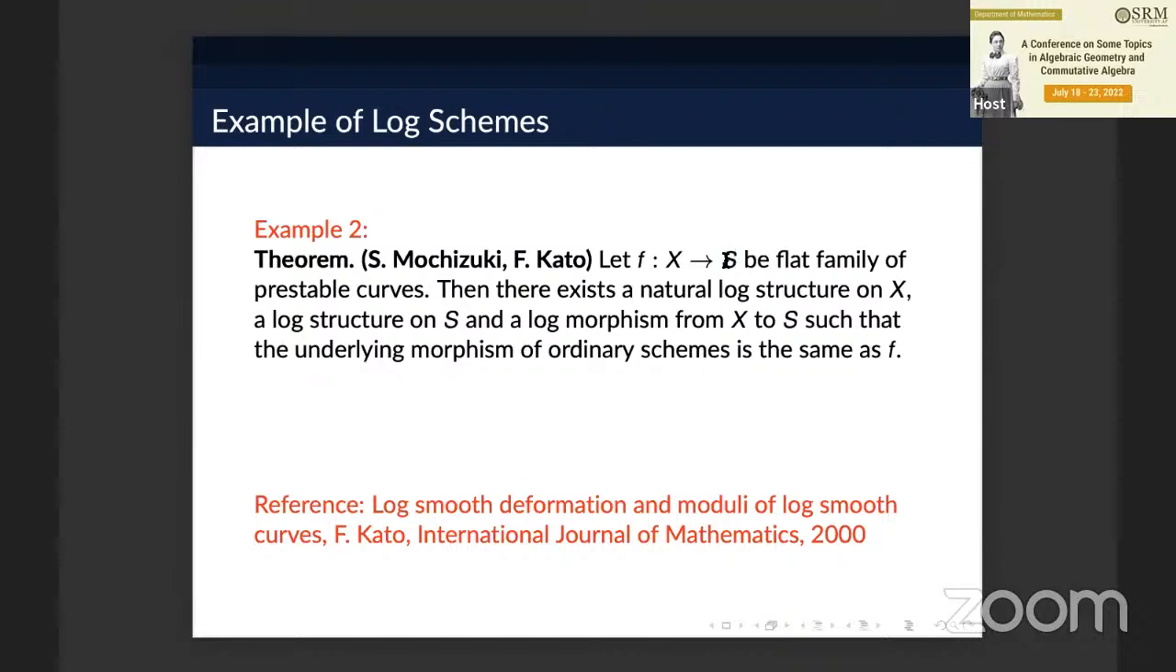So currently, every variety has a log structure? Yes, I think what you're thinking is correct. If you can give a family of nodal curves on it, then it gets a log structure, right? Yeah. So this definition of log structure is not necessarily given by a divisor. It is more than that. It is just some étale sheaf of monoids on S. It doesn't have to come from a normal crossing divisor. Okay. Yeah. Okay.